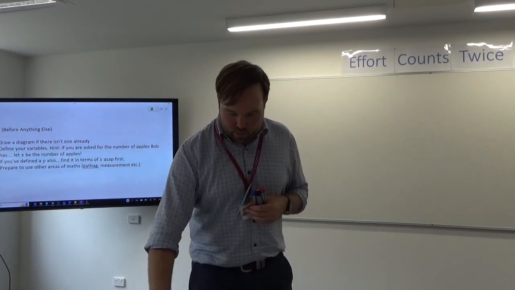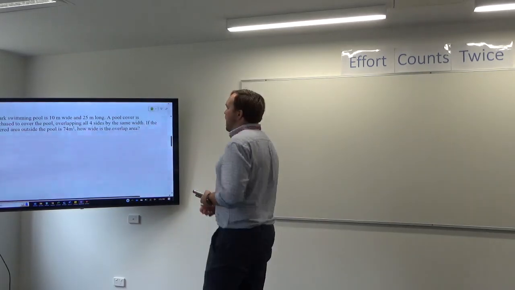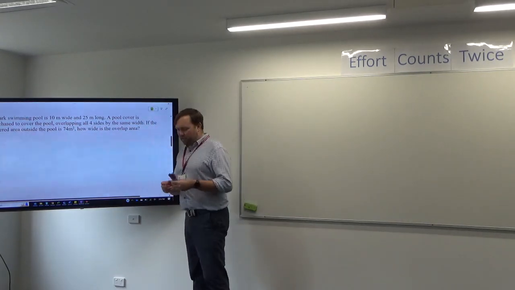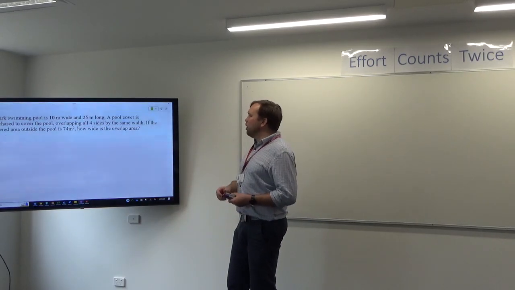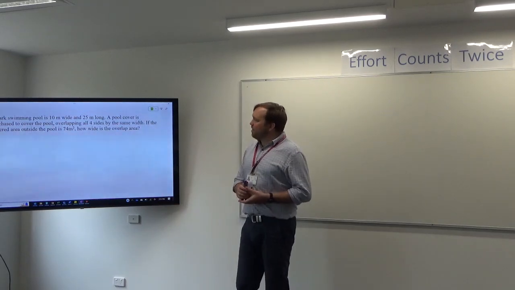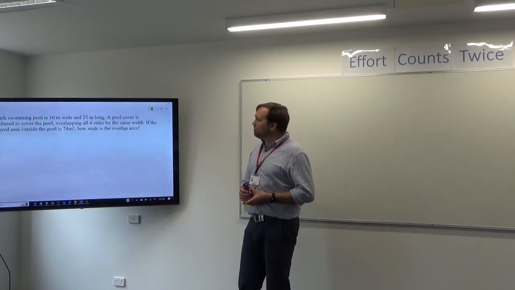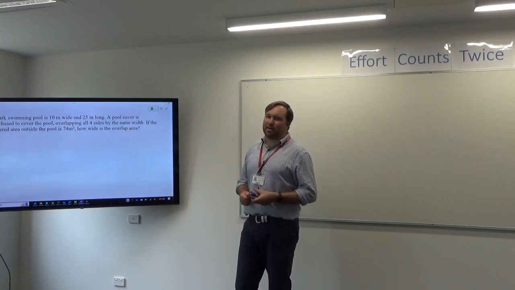And today I'd just like to do one problem before letting you guys have a shot at them. A park swimming pool is 10 metres wide by 25 metres long. A pool cover is purchased to cover the pool, overlapping all four sides by the same width. If the covered area outside the pool is 74 metres squared, how wide is the overlap?